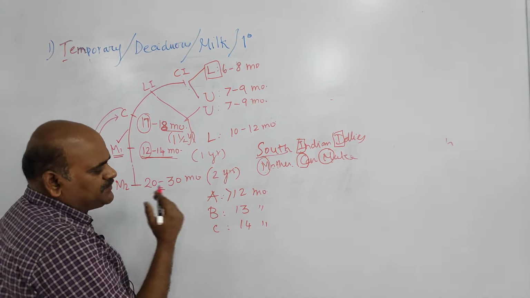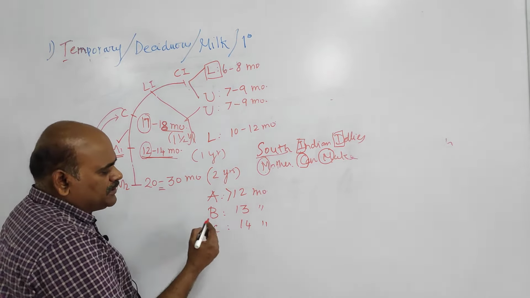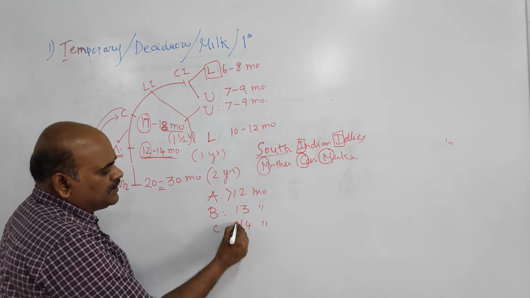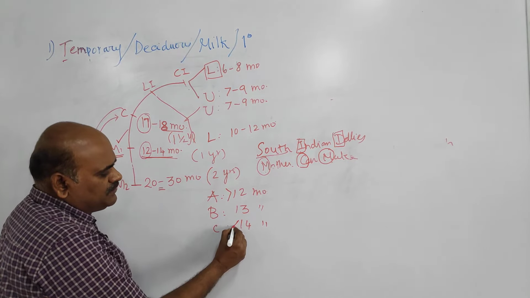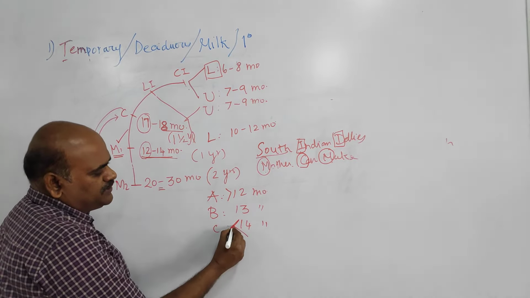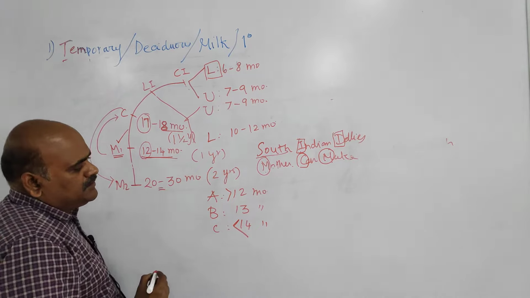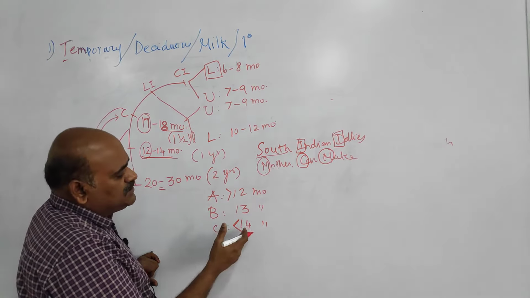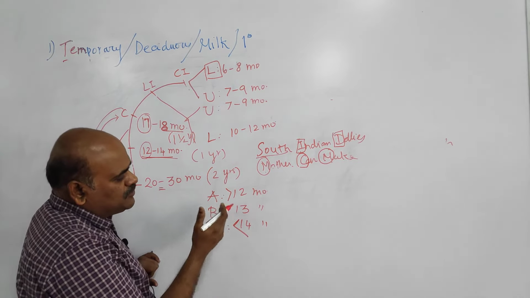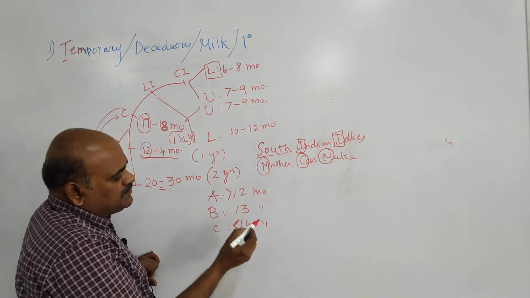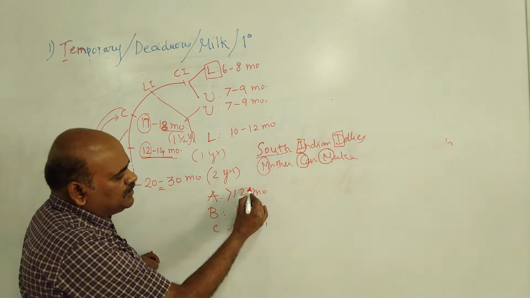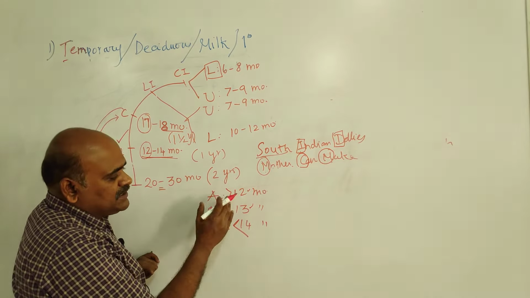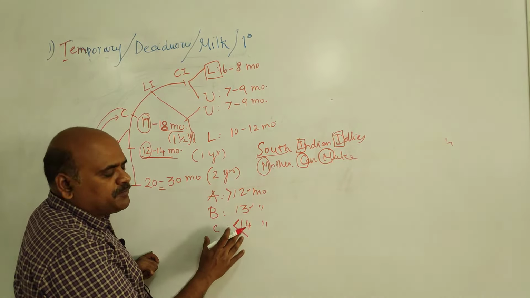Suppose it has not erupted in any of the quadrants, then we have to keep as age is less than 14 months. Less than 14. Why? It is normal to erupt by up to 14 months. So it is always safe to say instead of less than 12 months, less than 14 months, because even 13, 12 also will come in that range. This basic principle we have to keep in mind.